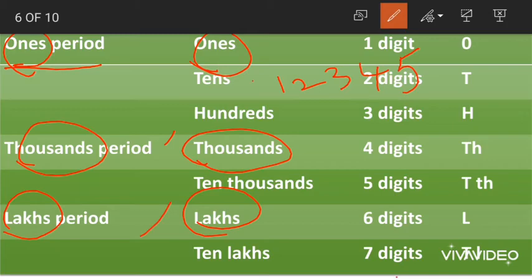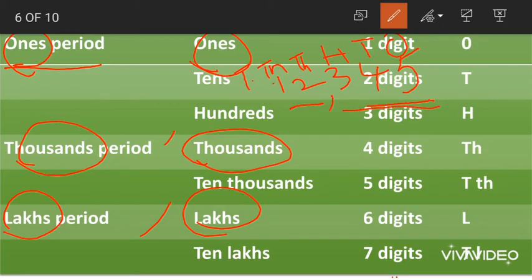Now tell me, where does ones period end in this number 1,2,3,4,5? How do we know? First we have to write the place values. Ones, tens, hundreds, thousands and 10,000s. As I said, ones period starts from 1, thousands period starts from 1000. So ones period has three place values, ones, tens and hundreds. After this the period ends.